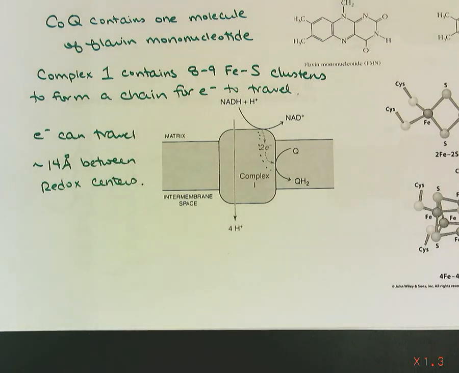So a free electron can actually travel in space all by itself, about 14 angstroms, which is actually pretty far. It can jump off a molecule, travel by itself through space, 14 angstroms, to find the next center. So these centers don't have to be covalently linked. They don't have to be even all that close in terms of molecule space to get from one to the next one.